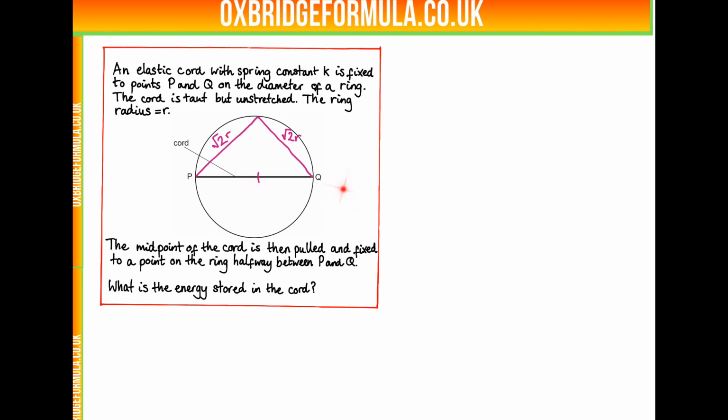So the extension is simply the new length take away the original unstretched length. This is delta x equals 2 square root 2 r minus 2r. Again, we like to factorize in these examinations because it makes it easier later on when we know we're going to square this or multiply. So this is 2r factored with square root of 2 minus 1.